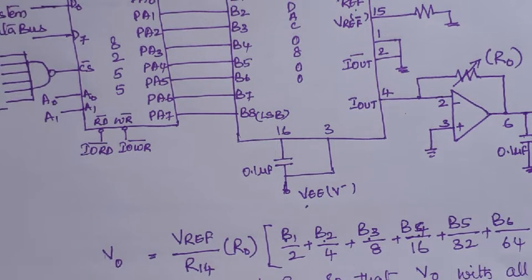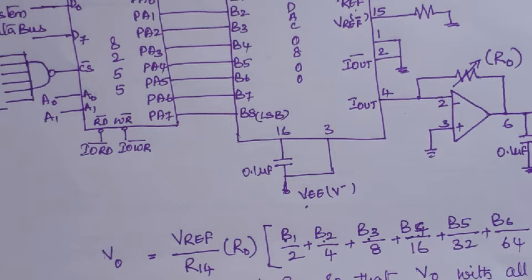What are the applications of this D2A converter? They have many applications, like in compact disc audio players. D2A converter is used to convert the binary data read from the disk to analog audio signals. Even speech synthesizer ICs contain D2A converters to convert stored binary data for words into analog audio signals. So these are some of the applications of D2A converter.